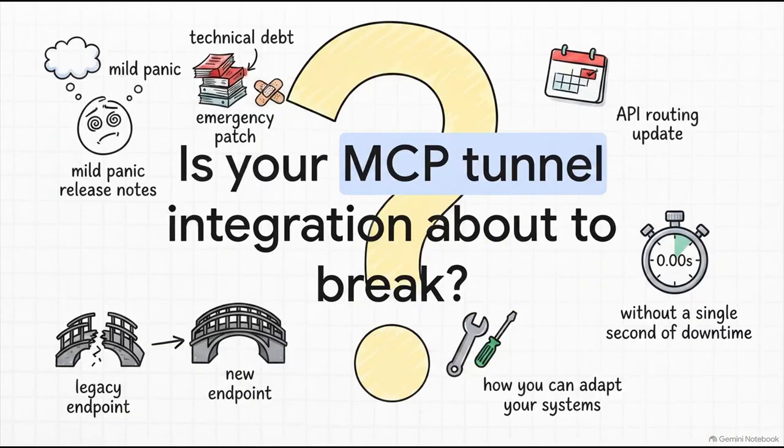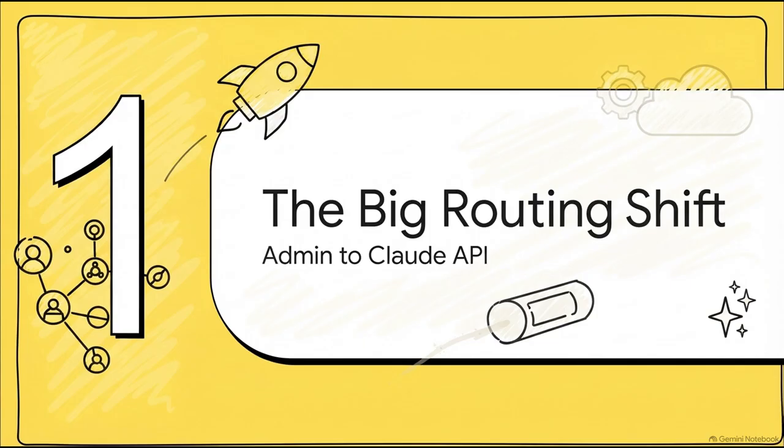Is your MCP tunnel integration about to break? Yeah, it's exactly the kind of question that instantly creates that familiar, mild panic for literally any developer reading through release notes, right? Because when an API routing update drops out of nowhere, your immediate thought goes straight to technical debt and emergency patches. Well, take a breath. Today, we're going to clear up all that uncertainty. We're looking at exactly what changed, why it actually matters, and how you can adapt your systems without a single second of downtime. Okay, let's dive into this.